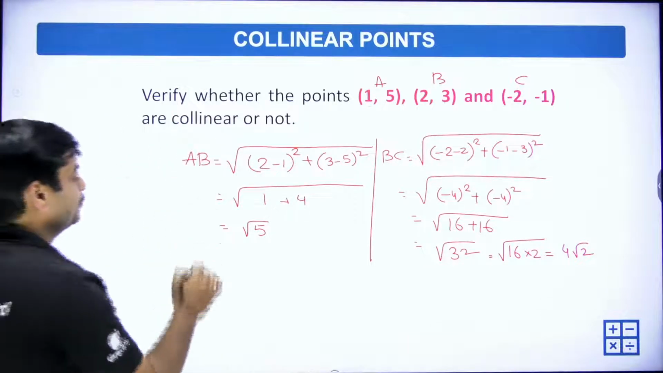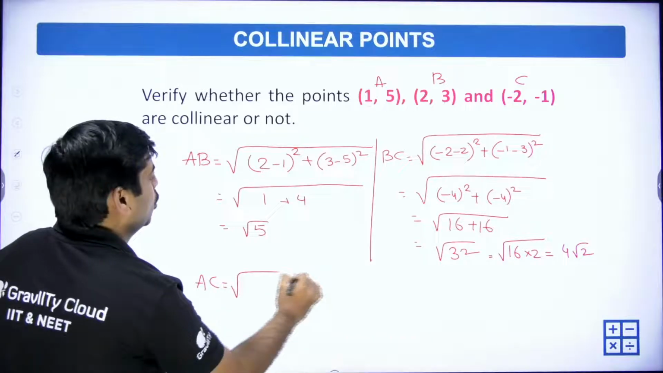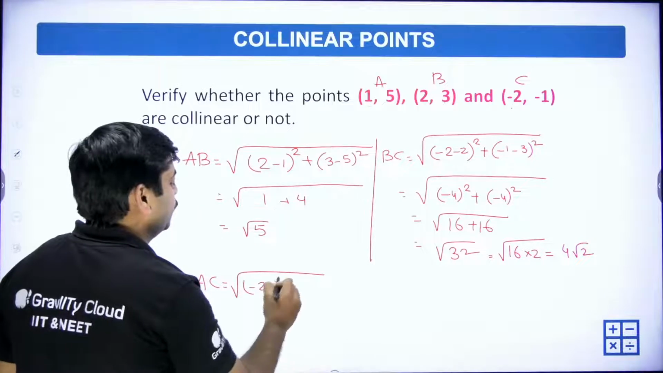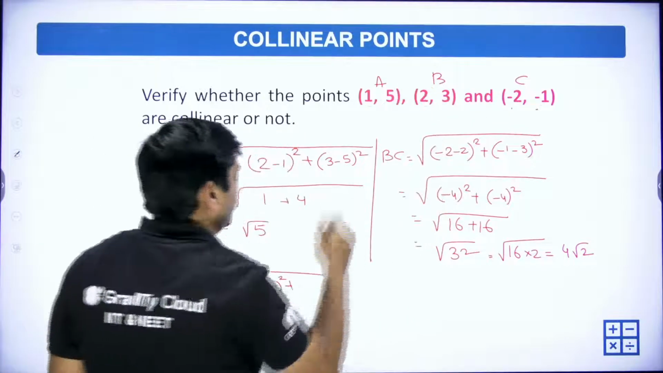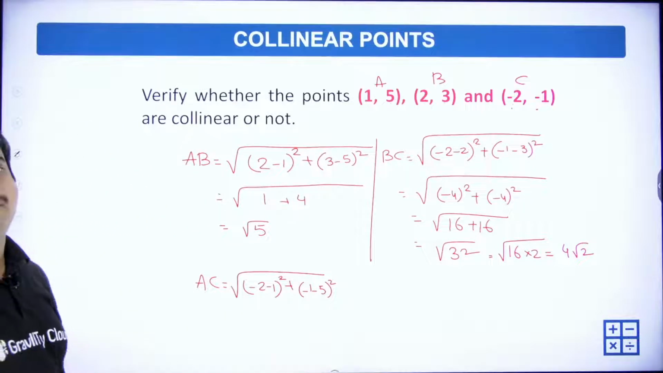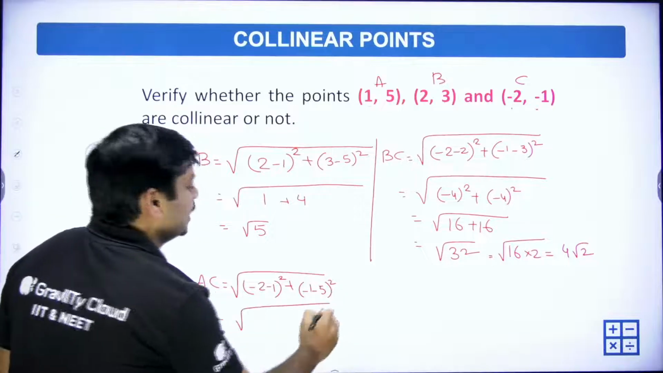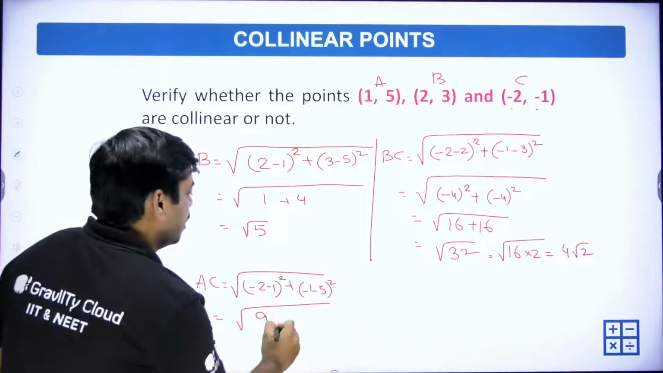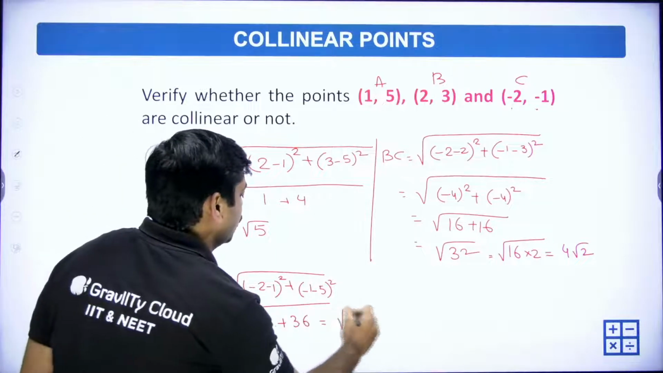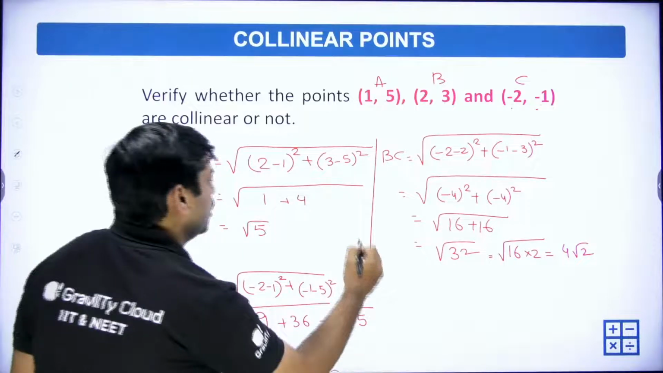What about AC? AC will be equal to root over (-2 minus 1) whole square plus (-1 minus 5) whole square, that is x2 minus x1 whole square plus y2 minus y1 whole square. So minus 2 minus 1 is minus 3, square is 9, plus minus 1 minus 5 is minus 6, square is 36, which is root 45. Can we write it more simply? We can write it as 9 into 5, which is 3 root 5.